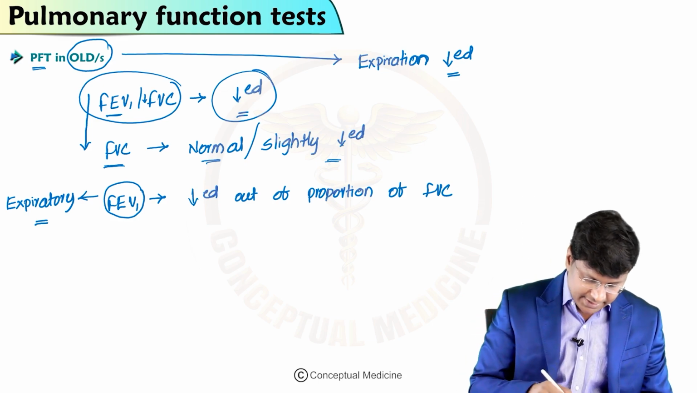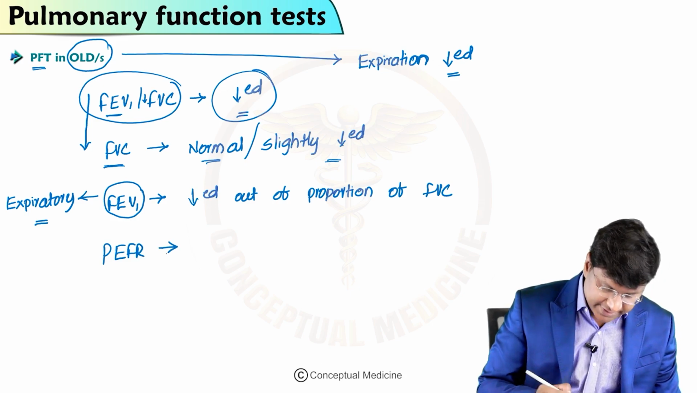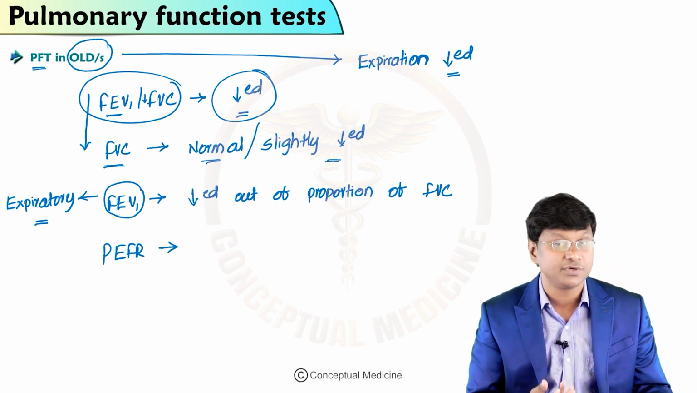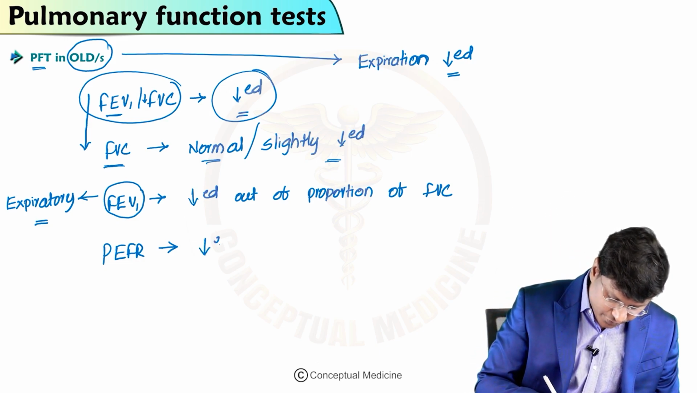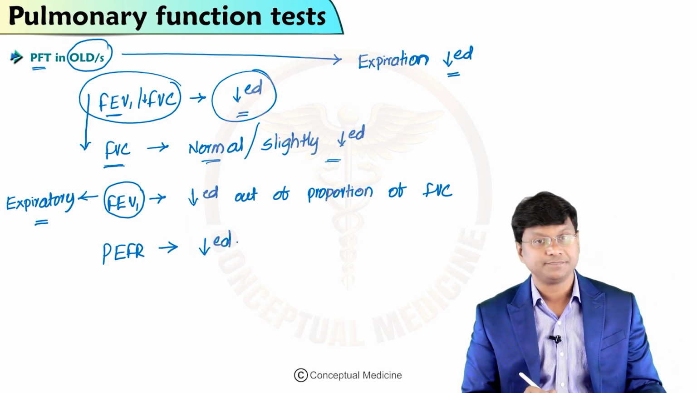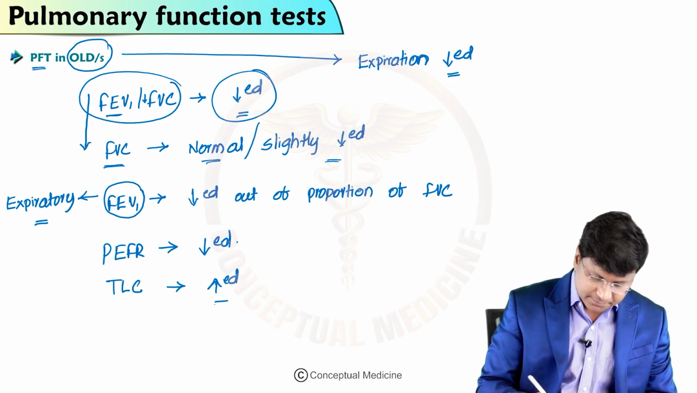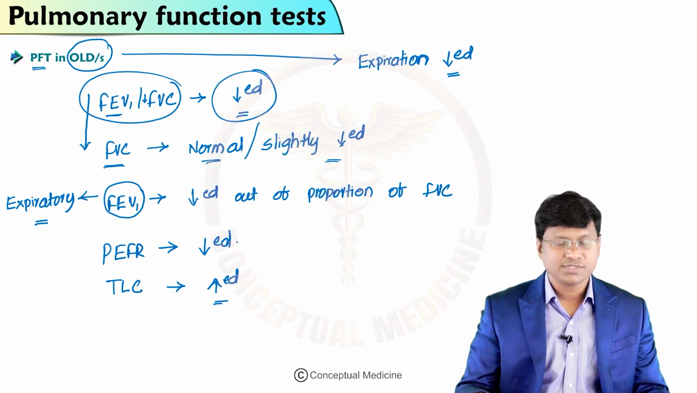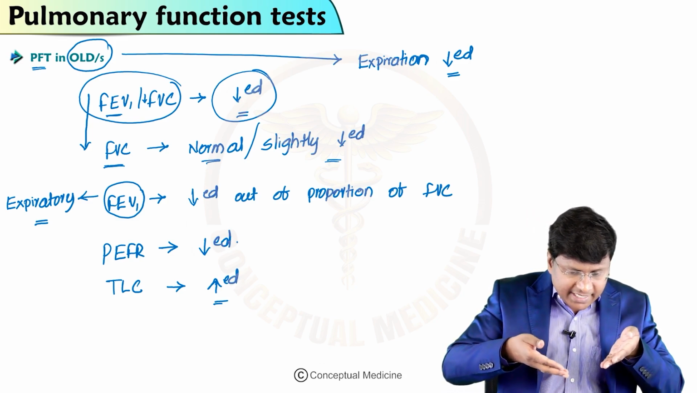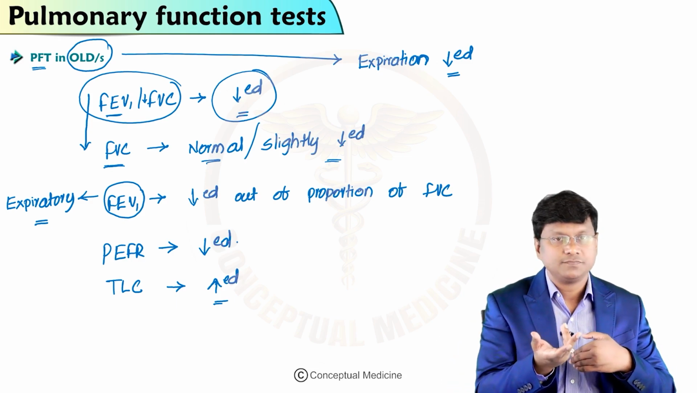Next, peak expiratory flow rate, another important parameter in obstructive lung diseases. In peak expiratory flow rate, what are you measuring? The expiration you are measuring. So your peak expiratory flow rate is also reduced. What happens to your total lung capacity? Total lung capacity is increased. Now, why do you think the total lung capacity is increased? Because whatever air the individual is inhaling, it is not coming out.